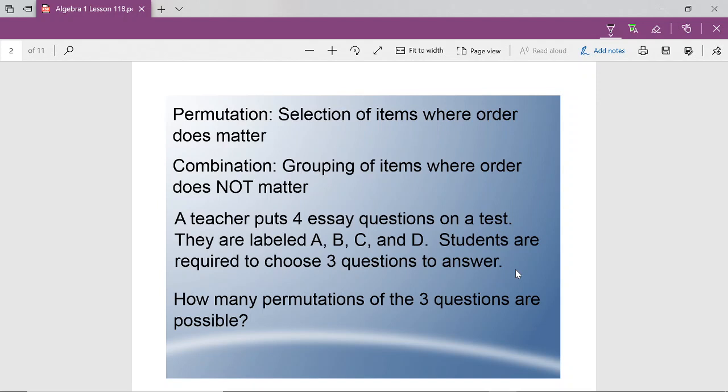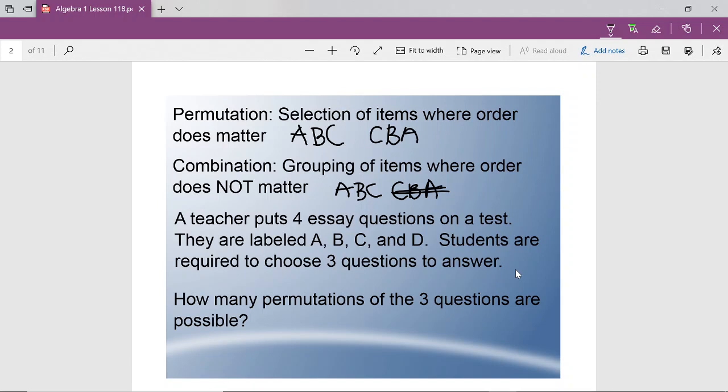With permutations, the selection of the items where order does matter, meaning if I have books A, B, and C, a different selection would be C, B, A. So the order does matter, and those are two different situations. Combination, on the other hand, is the grouping of items where order does not matter. When I have A, B, C, and C, B, A, I would actually cross out one of these because the order doesn't matter. It doesn't matter if I have C first or C last. We still have those three books, A, B, C.